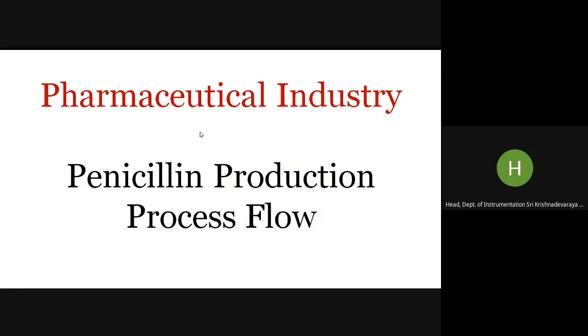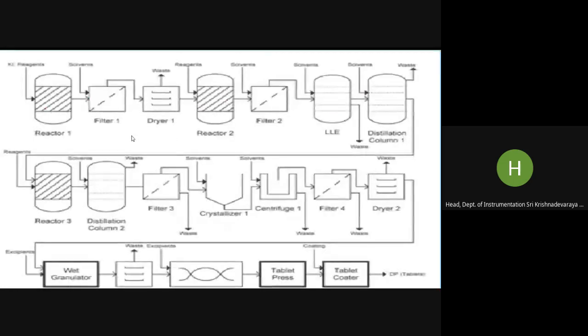So let's understand the penicillin production process flow that happens typically in a pharmaceutical industry. This is a general block diagram for any drug manufacturing. A typical generalized or generic process flow where we have a number of reactors. A reactor is nothing but a properly controlled chamber.